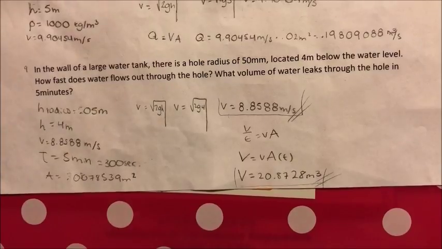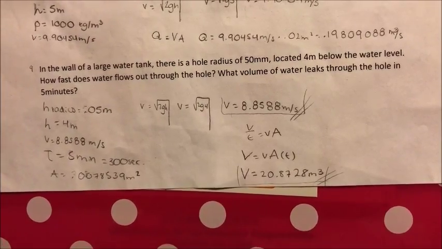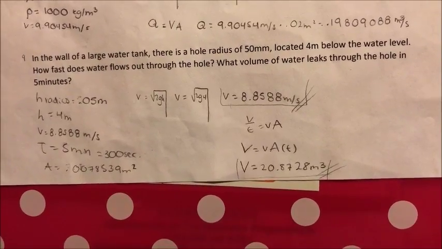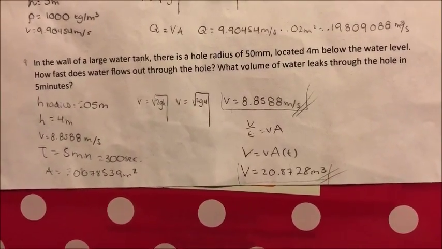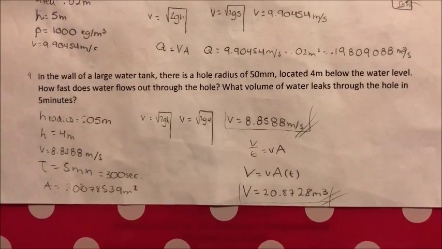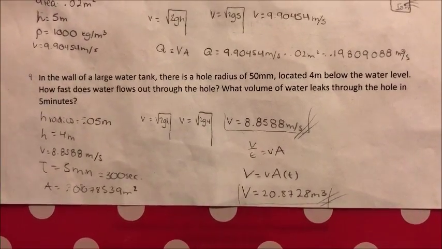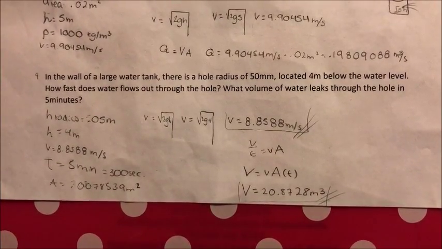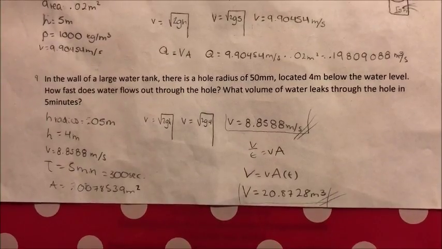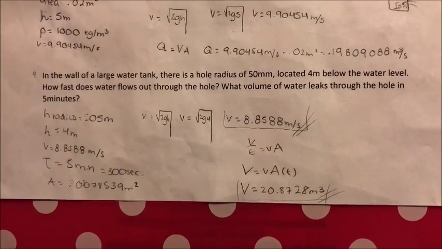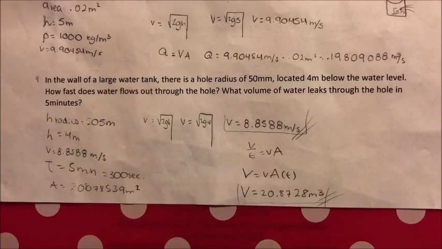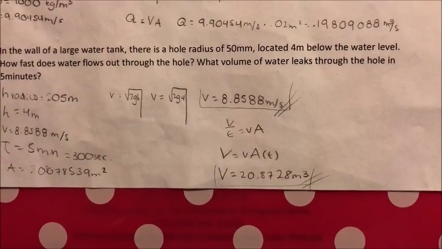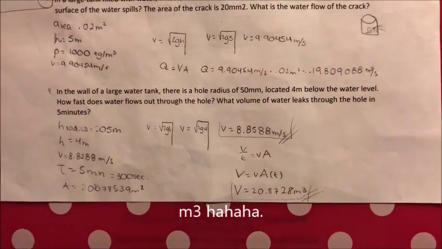Then we have to get the volume, and we use the formula volume over time equals to velocity times area. Volume equals to velocity times area times time. We use the velocity that we get, the area of the hole that has a radius of 50 millimeters, that it's 0.0078539 meters squared, times the time, that it's 5 minutes, and that gives us a volume of 20.8728 meters squared. And that was it.